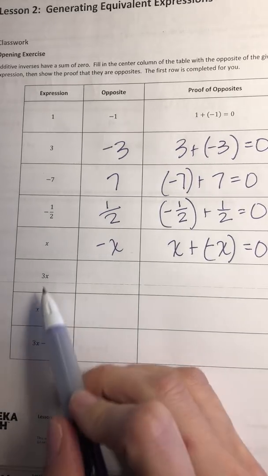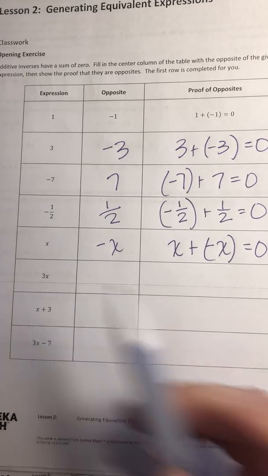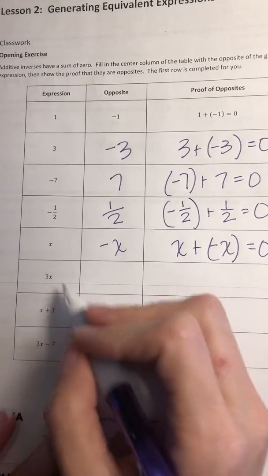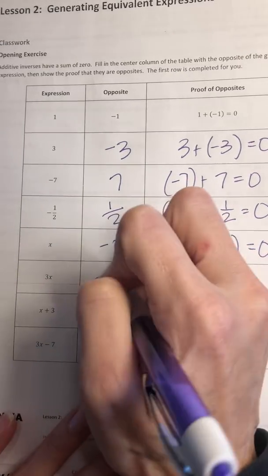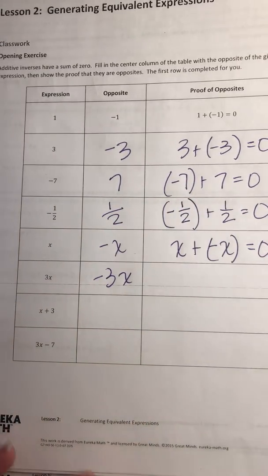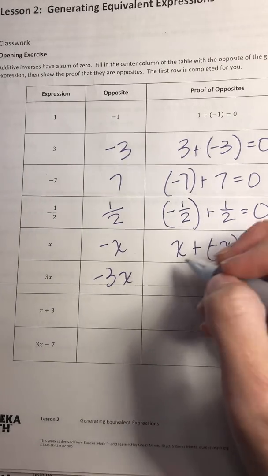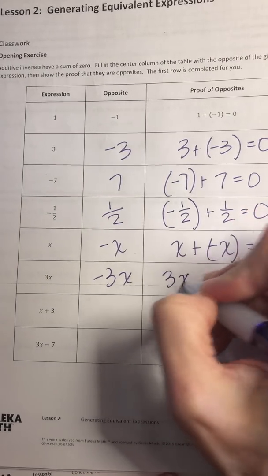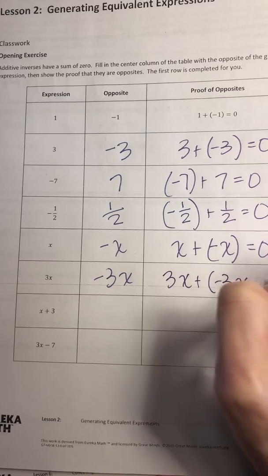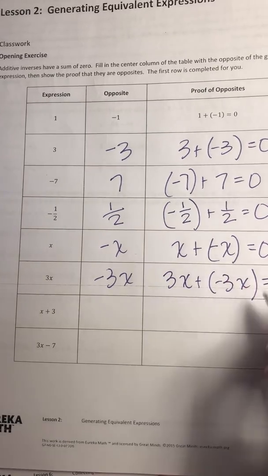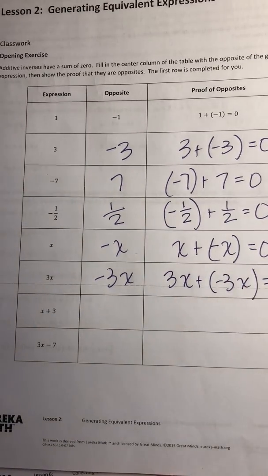Well, what about if I have an x, a variable of x with a coefficient of 3? What's the opposite of 3x? -3x. So if I pair those together, to prove they're opposites, I would have 3x and -3x. Again, they would cancel each other out to give us 0.